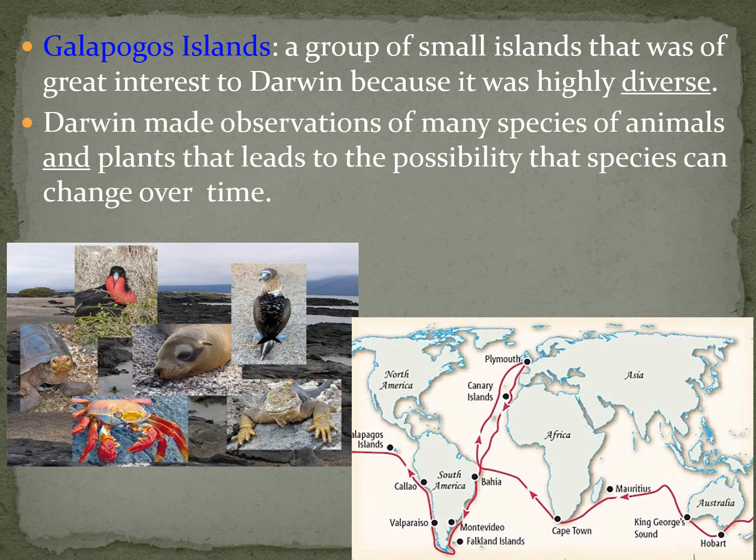The Galapagos Islands are small islands that were of great interest to Darwin because they were very diverse. Look at the animals over there. Look at the blue feet. Look at these dragon lizards, and look at the crabs. Here's a map of where he pretty much traveled through.